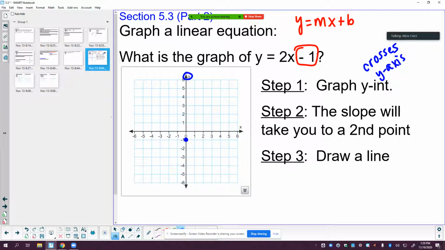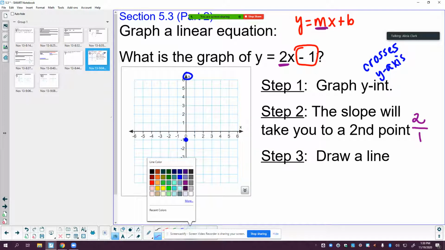Then we're going to use the slope, which will take us to a second point. In y equals mx plus b, the slope is the number that's in front of x. In our equation here, our number in front of x is 2, so my slope here is 2, or 2 over 1. If it's a whole number, we're going to make it a fraction, so turn it into a fraction by putting it over 1.